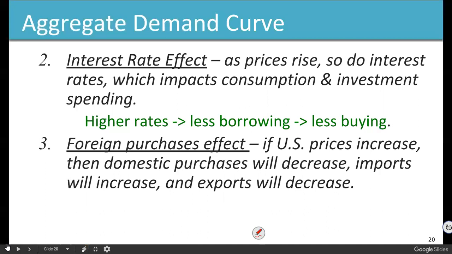The American businesses end up selling less, because we're choosing to buy the cheaper Canadian products. Walmart is choosing to sell us the cheaper Canadian products. So fewer American products are getting sold there. That is the foreign purchase effect. So you really have three things going on, and all three of them are helping to define the fact that the demand curve is downwardly sloping.